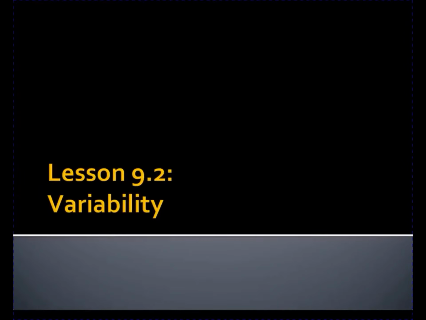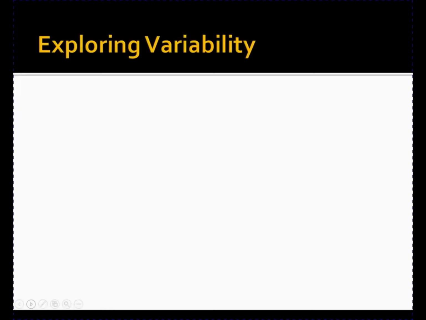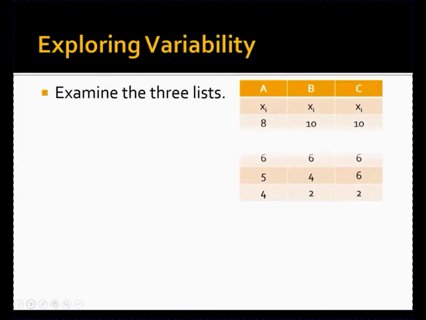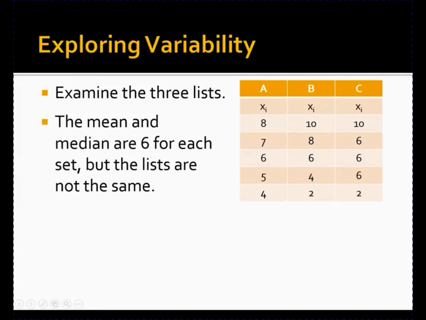Lesson 9.2 is called variability, and what we're going to be studying is how different data is spread out. First we're just going to explore some things about variability. We have three lists here, and if you work through those, you would see that the mean is 6 and the median is 6.